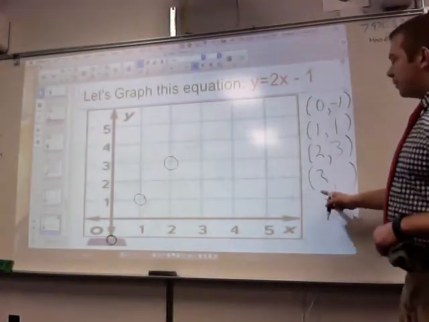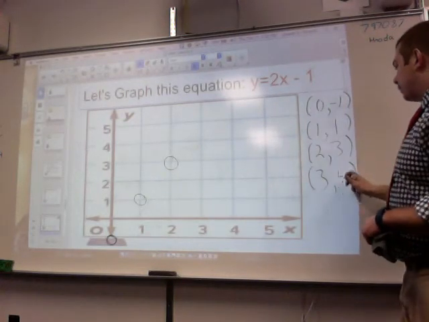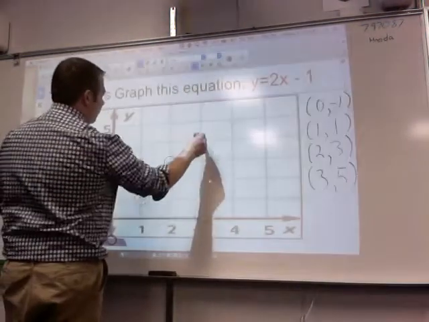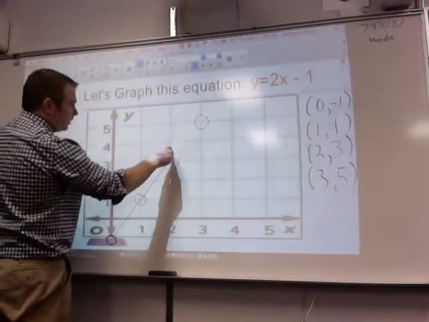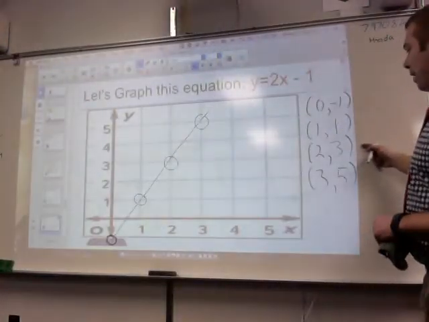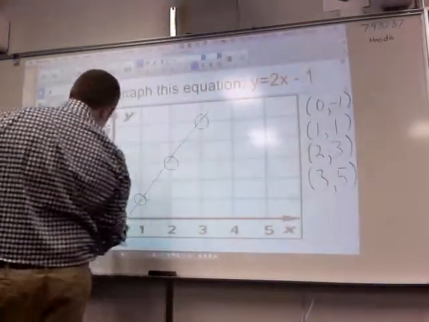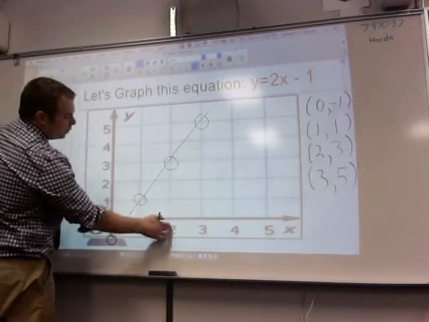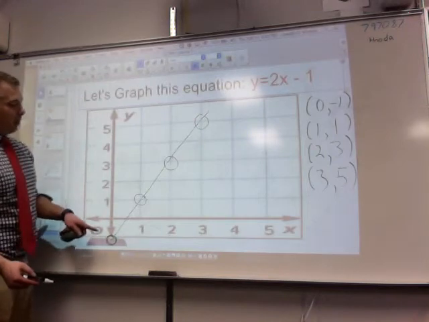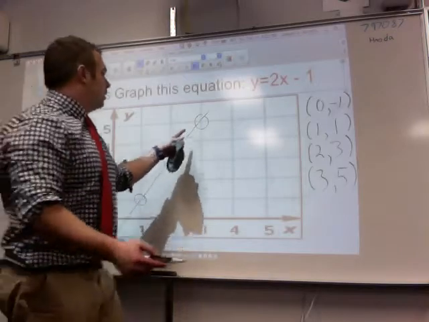And my last point was 3 for x. 2 times 3 equals 6. 6 minus 1 equals 5. So my last coordinate is 3, 5. As you can see, I'm going up 2 for my y's and moving 1 to the right for my x's. I'm at 0, 1, 2, 3, and then next will be 4 for x. And for my y's, I'm going up 2: negative 1 to 1, 1 to 3, 3 to 5.